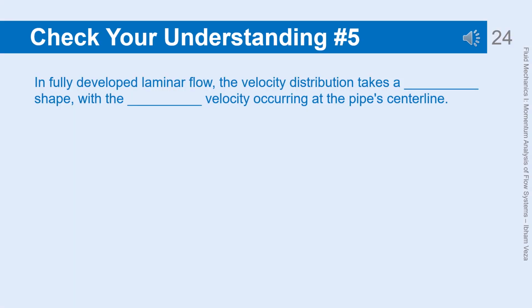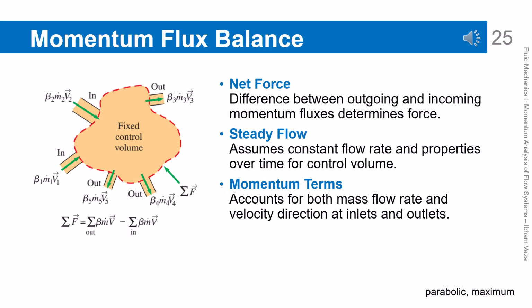Check your understanding number 5. In fully developed laminar flow, the velocity distribution takes a parabolic shape, with the maximum velocity occurring at the pipe's centerline. Flux balance.